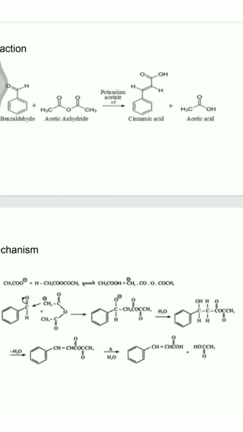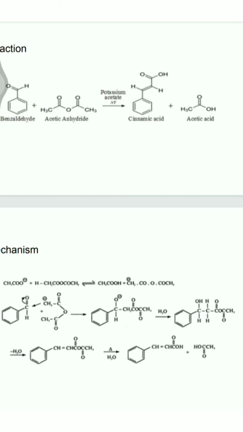Cinnamic acid is basically used in the synthesis of synthetic indigo and certain pharmaceutical products. It is used in the manufacture of methyl, ethyl, and benzyl esters for the perfume industry. It is also used as a precursor in the preparation of the sweetener aspartame. This is all about the theoretical procedure.